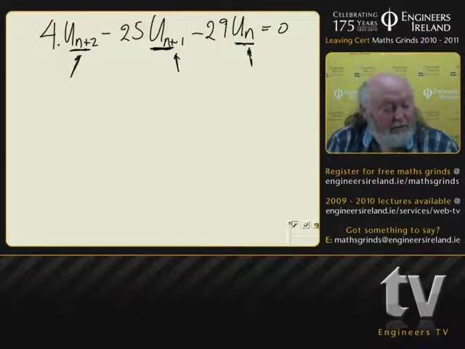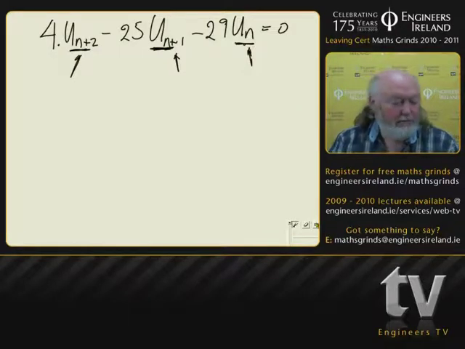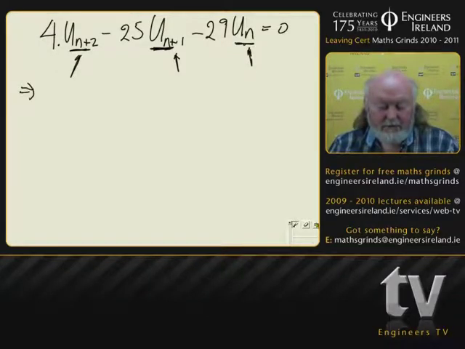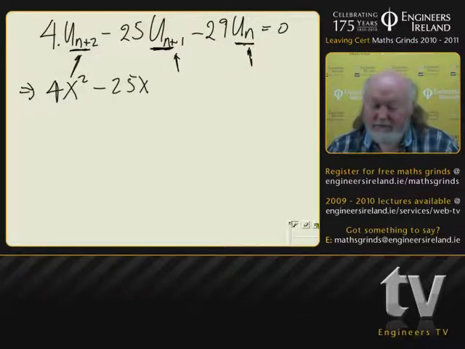But we cannot come up with a unique solution without being told what, let's say, u1 and u2 are, or u0 and u1 are. We can still come up with a solution, it just won't be unique. So now here we go, and we will say, okay, for that we're going to go for 4x squared minus 25x minus 29 equal to 0.